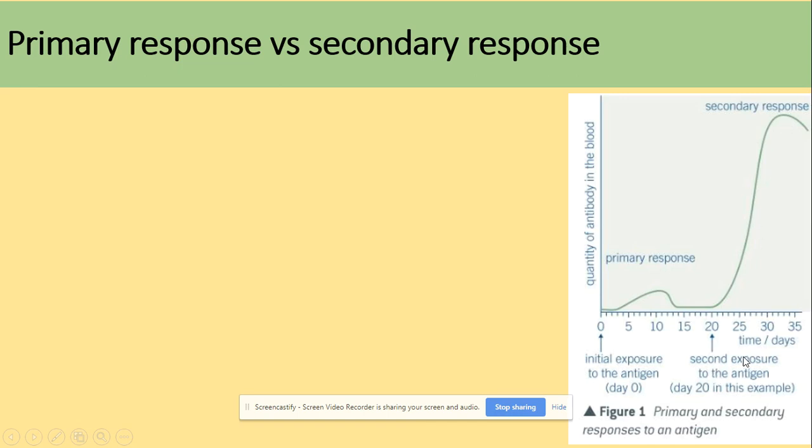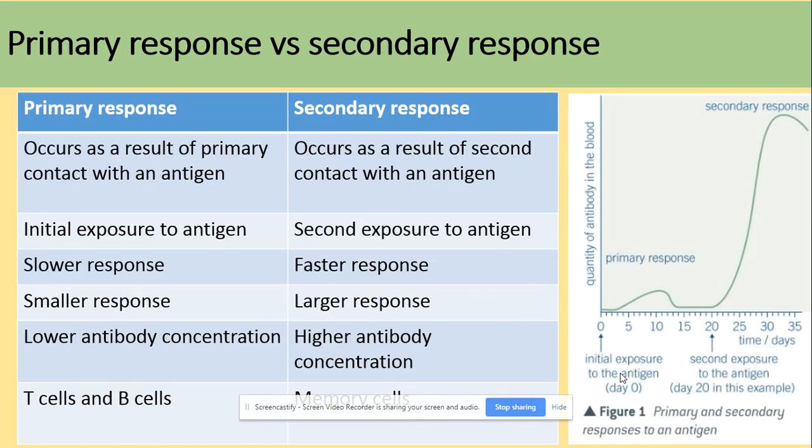Okay, so remember, memory cells will be involved when you are affected by the same antigen a second time. Primary response, plasma cells, when you are affected the first time. Okay, so those are our differences.